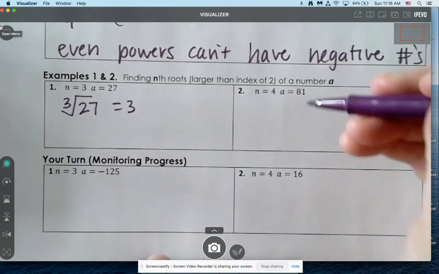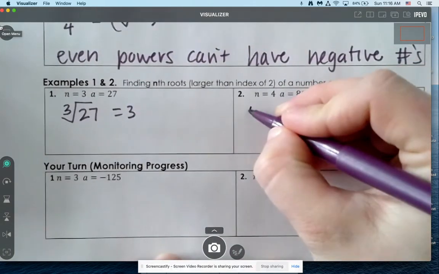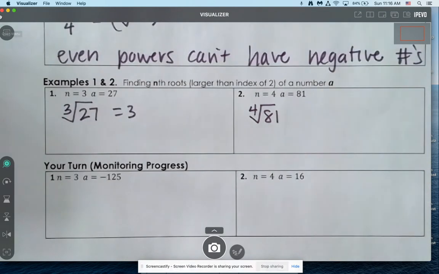Okay, you guys try this one. The 4th root of 81. You guys type that in your calculator and tell me what you get. The 4th root of 81.